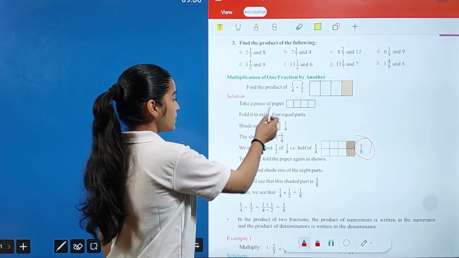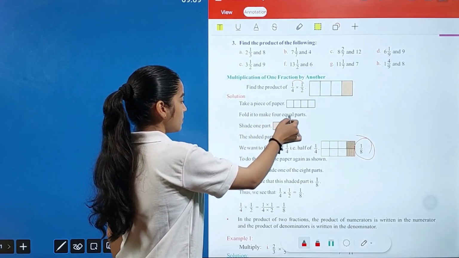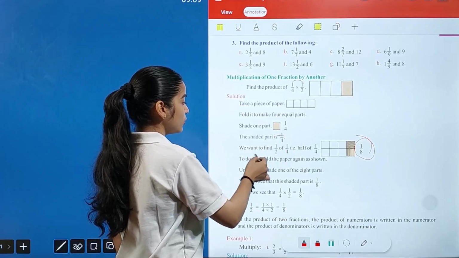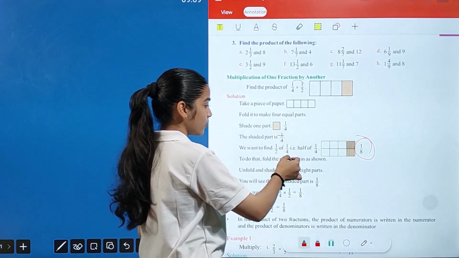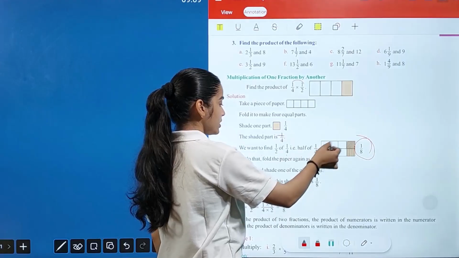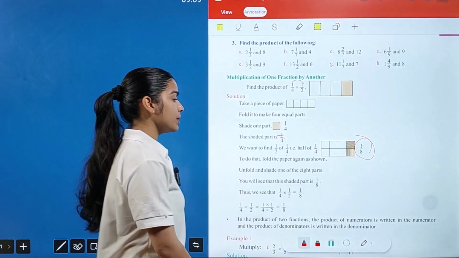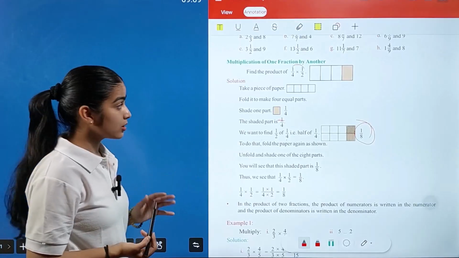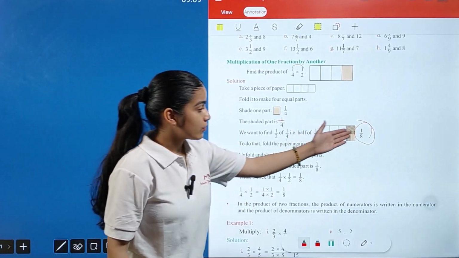Take a piece of paper, fold it, make 4 equal parts, and shade one part, 1 by 4. The shaded part is 1 by 4. We want to find 1 by 2 of 1 by 4. So half of 1 by 4 is 1 by 8. To do that, fold the paper again as shown. So it is an activity. By doing this, you can see how your answer gets to 1 by 8.